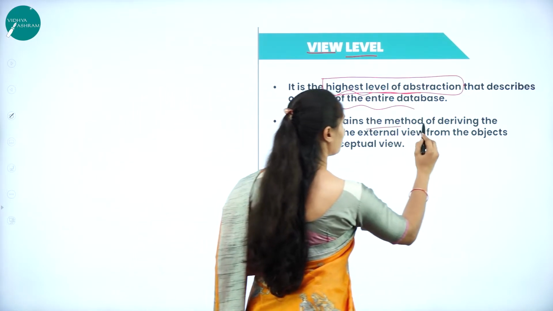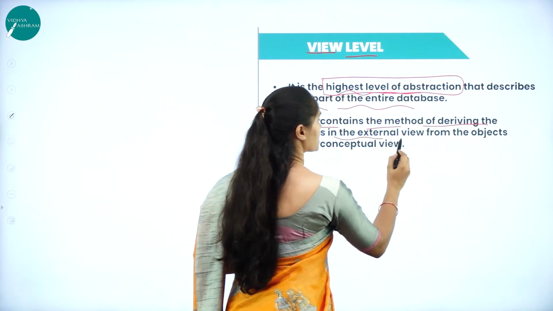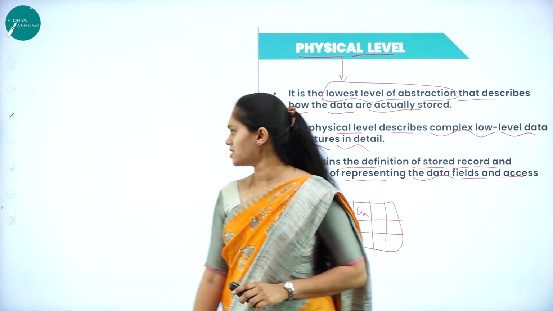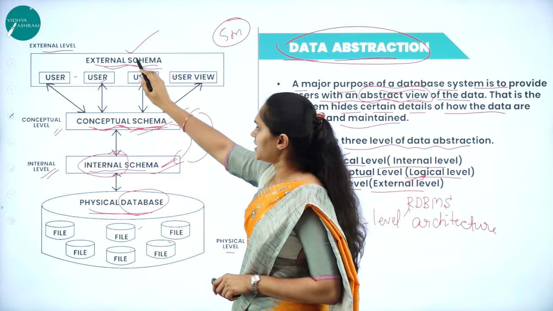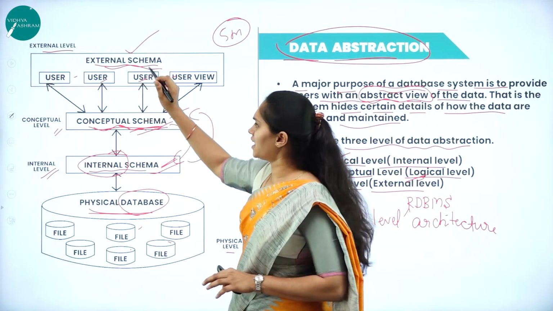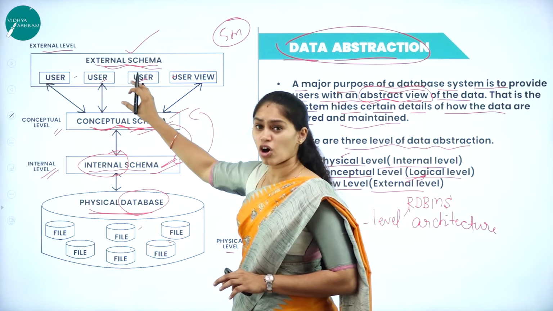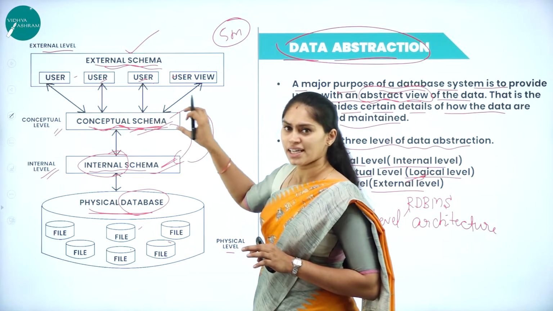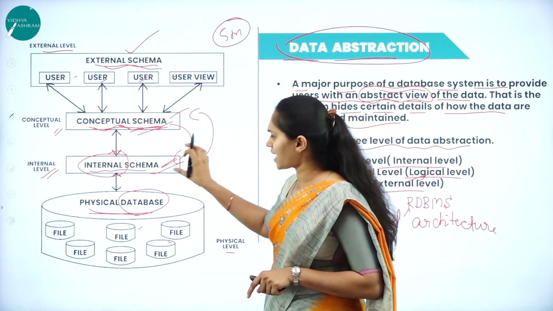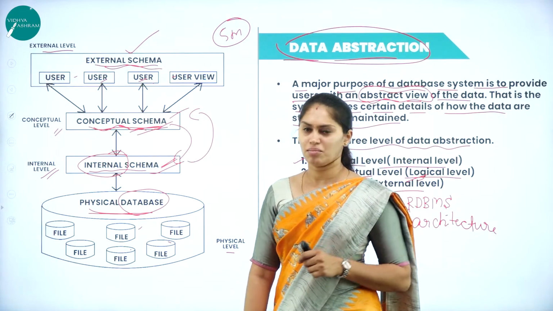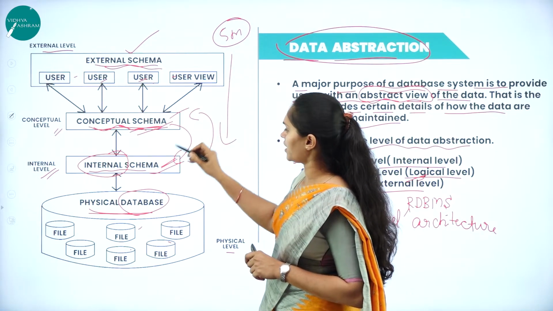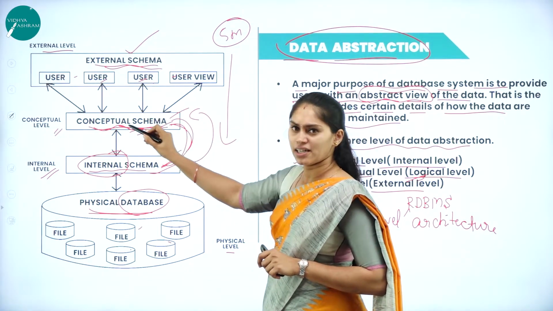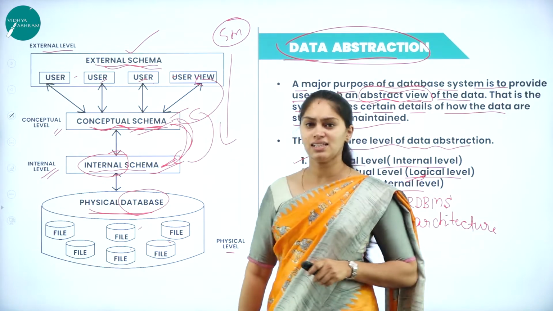It also contains the method of deriving the objects in the external view from the objects of the conceptual view. So you can see here, in the external schema, by having some of the objects, I have the ability to access the objects from the conceptual schema. When it comes to the conceptual schema, here I have some objects. With those objects, I can access the content of the internal schema. So it will be in this way: I can access the content of the internal schema by the conceptual schema and the content of the conceptual schema by the external schema.